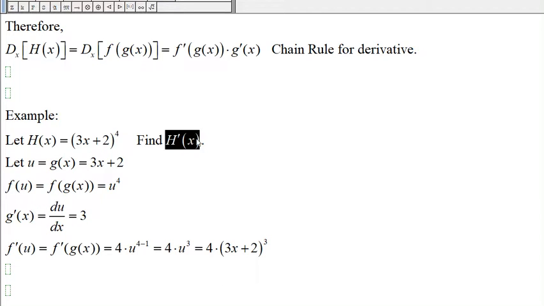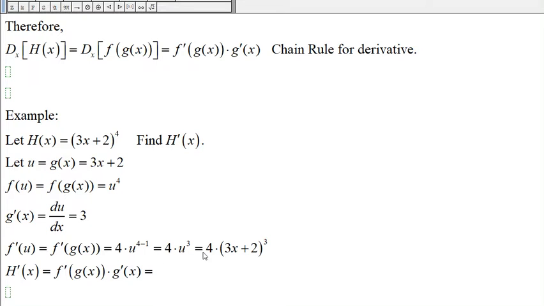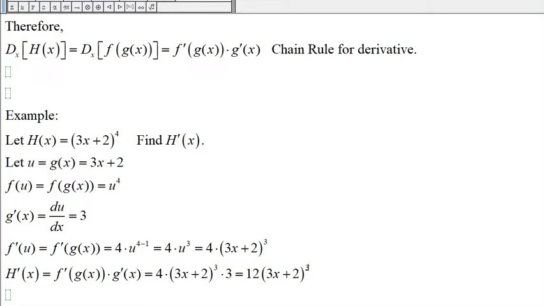And so h prime of x is equal to this. It's going to be 4 times 3x plus 2 to the 3rd, and then times g prime of x, which is 3. And so the final answer will be 12 times 3x plus 2 to the 3rd.